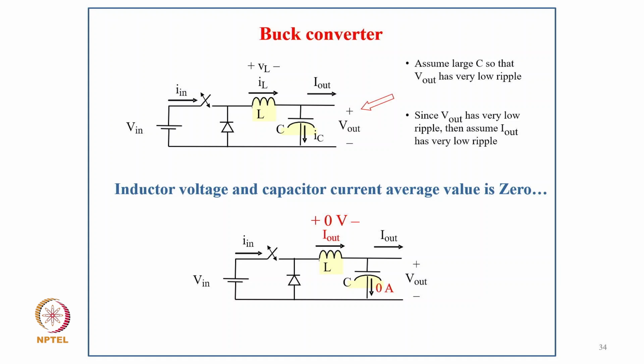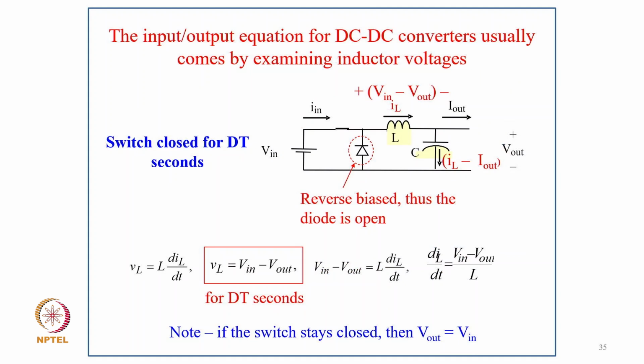Typically, in ideal condition, we can say the average current in the capacitor should go to 0, and the average voltage across the inductor is 0, if we neglect, of course, the inductor resistance and the capacitor's equivalent series resistance, the ESR. So now we can say the input-output equation of a DC-DC converter usually comes from examining the inductor voltage. The inductor voltage you can consider in two modes.